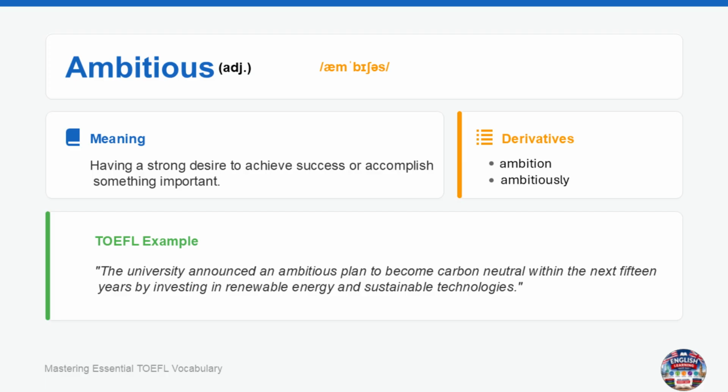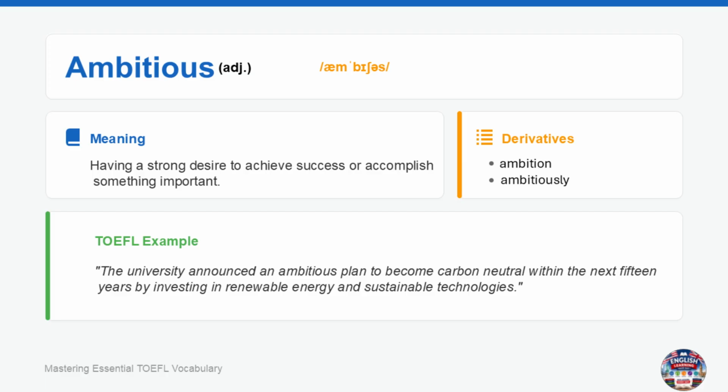Now, listen to this example. The university announced an ambitious plan to become carbon neutral within the next 15 years by investing in renewable energy and sustainable technologies. Here's your TOEFL-style question. Why was the university's plan considered ambitious? Because becoming carbon neutral within 15 years requires significant effort, planning, and investment.